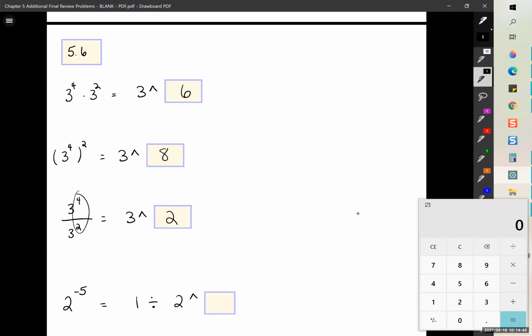And then finally, if we wanted to rewrite 2 to a negative 5 power, we know that's the same thing as 1 over 2 to the 5th, which is the same base put to the positive 5 power. So remember, negative exponents can always be rewritten as 1 over that expression to the positive version of the exponent.